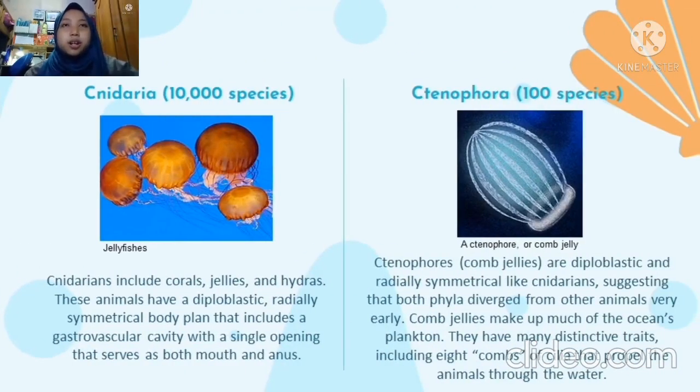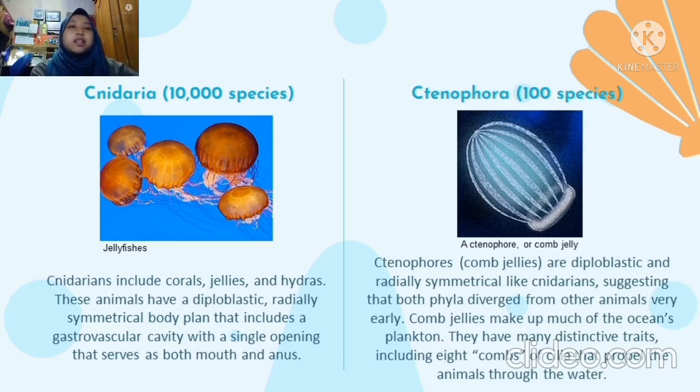And then the next one, we have Cnidaria, and they have about 10,000 species in this world. Cnidarians include corals, jellies, and hydras. These animals have a diploblastic, radially symmetrical body plan that includes a gastrovascular cavity with a single opening that serves as both mouth and anus.